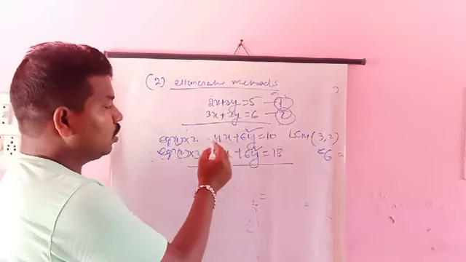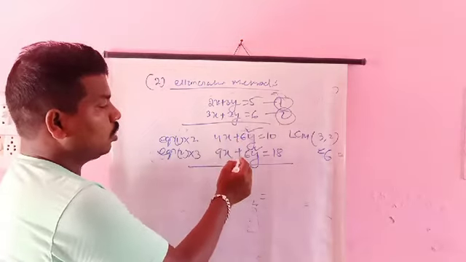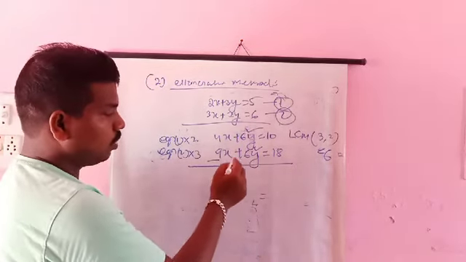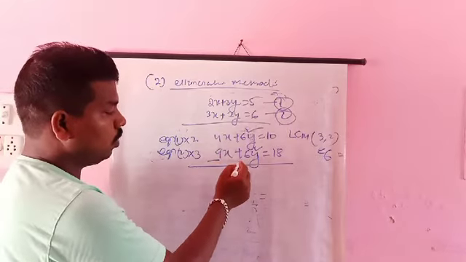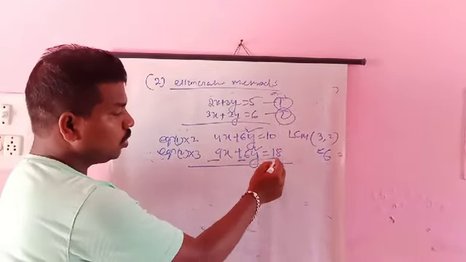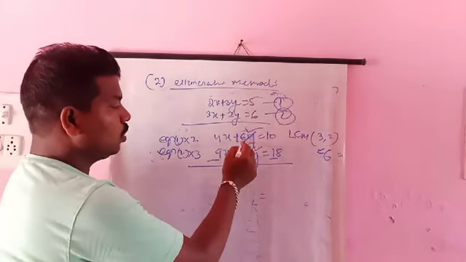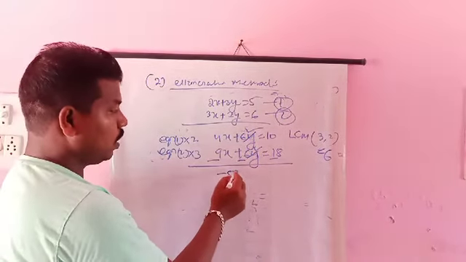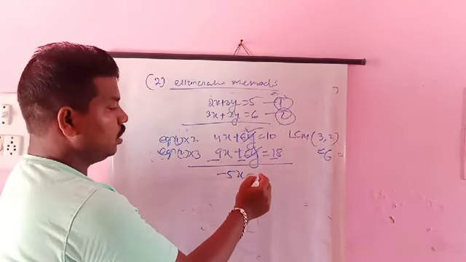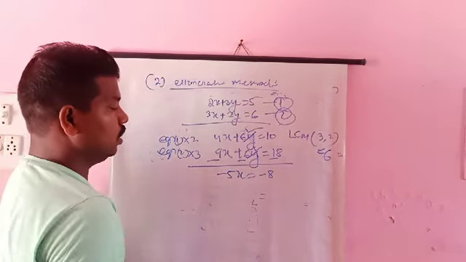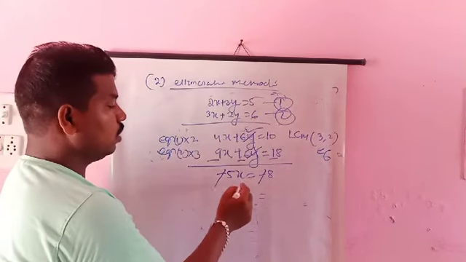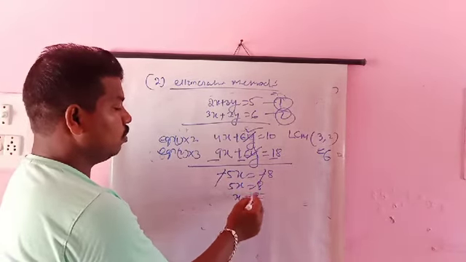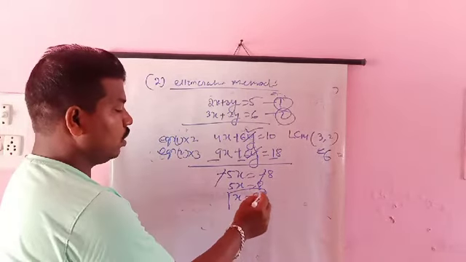The signs are plus plus, plus plus, plus plus. That means we have to subtract. Subtracting means changing to minus, plus, minus, plus, minus. So 6y minus 6y cancels. 4x minus 9x equals minus 5x. 10 minus 18 equals minus 8. Minus minus cancels, so 5x equals 8. That means x equals 8 by 5.